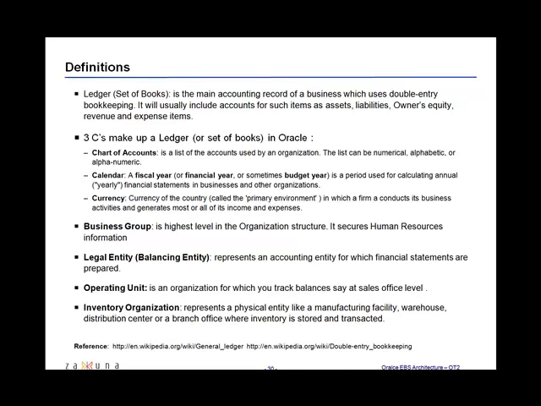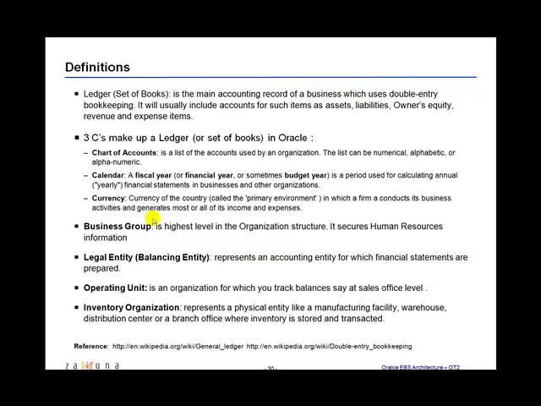And finally, the operating unit and the inventory organization. These organizations track inventory transactions and balances, or are organizations that manufacture or distribute products. Examples primarily include a manufacturing plant, a warehouse, a distribution center, or a sales office.